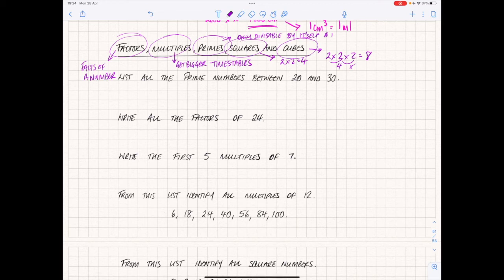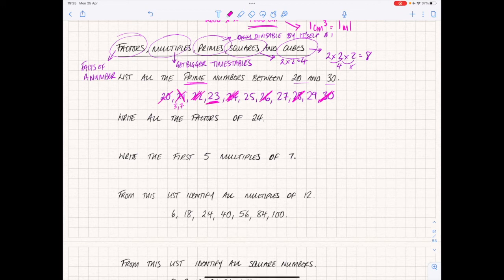So it says list all the prime numbers between 20 and 30. So the first thing I would do is write 20, 21, 22, 23, 24, 25, 26, 27. So I'd list all the numbers, and then I'd say to myself, right, prime numbers means it can only be divisible by itself and 1. Any even number can't be a prime then, because they can all be divided by 2. Then you've got to think to yourself about what other numbers go into it. So 21 can be divided by 3 and 7. So that's not a prime.